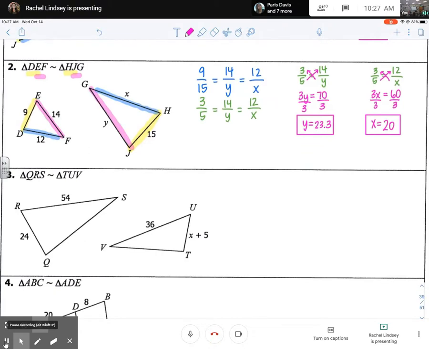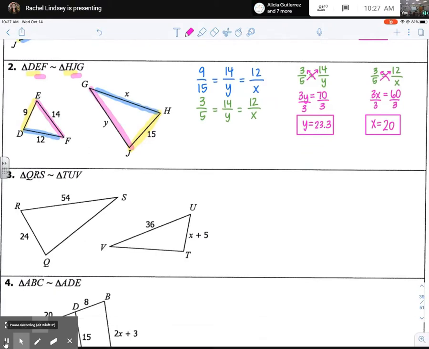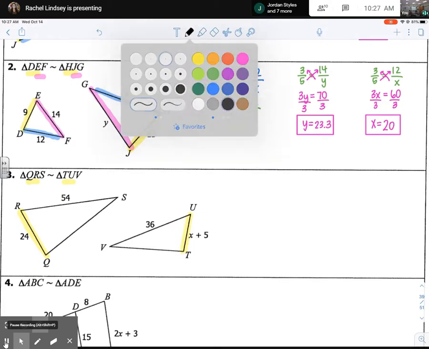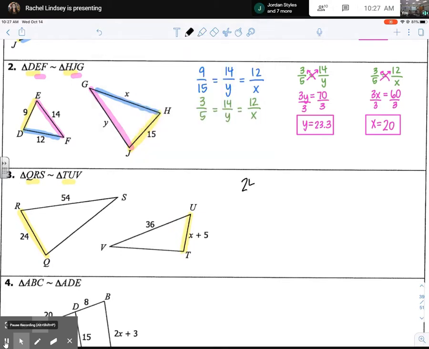Okay, so on the next one, we do have an x plus 5 in there. It's really not that bad. It's not that much more. Just gotta distribute once. So what I'm going to do, I'm going to look at my sides that I have. So QR corresponds with TU. So I'm going to write my ratio with that. So 24 over x plus 5.